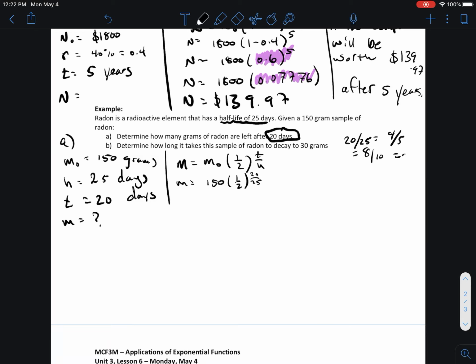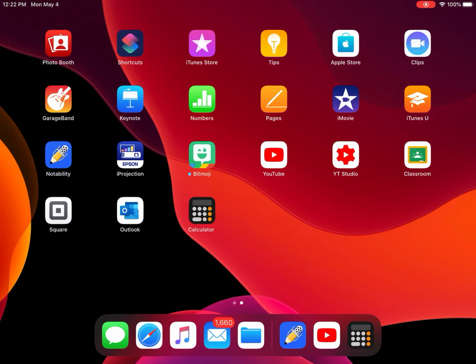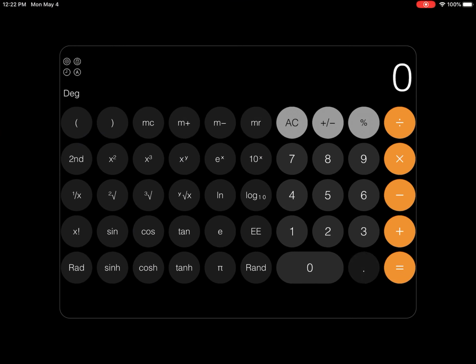So 20 over 25 is going to equal 4/5, right? 4 out of 5 would be equal to 8 out of 10, which would be equal to 0.8. So that's an easy exponent this time. You can see how I could do that one in my head, right? So M is equal to 150 multiplied by 1/2 to the 0.8.